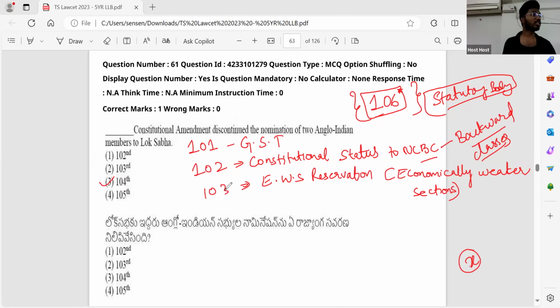But you look at economic status. Today you are poor, so I gave you reservation. Tomorrow you will work hard and you will become rich, so no need of economic reservation for you. So earlier, the concept of economic reservation was not there. But by the 103rd amendment, we have introduced this particular thing.